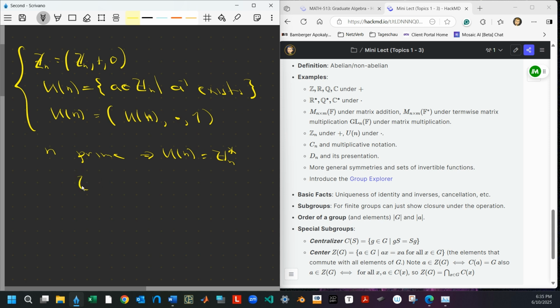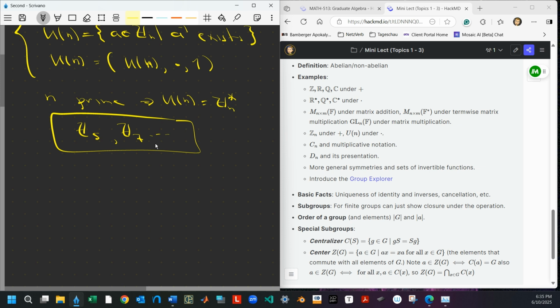Like Z5, for example, or Z7, things like this. Every non-zero element has an inverse, and we know how to find these inverses using Bezout's theorem. So don't forget that. That's one of the things we'll use Bezout's theorem for, because it's not always so easy.